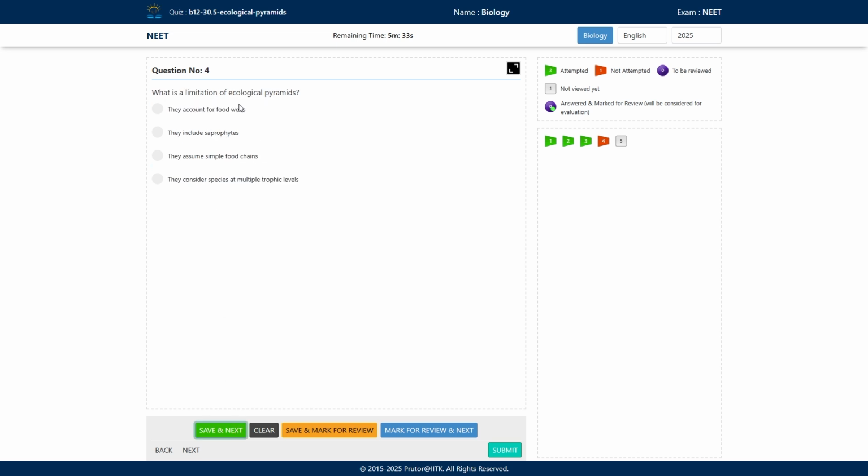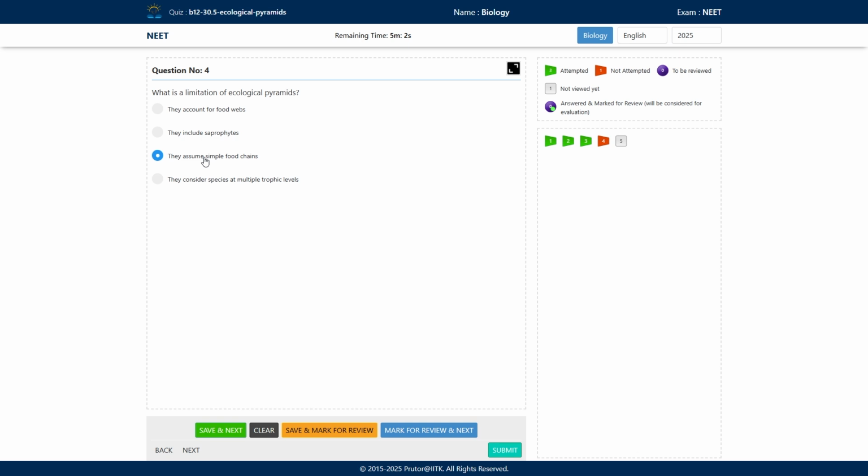Next one, what is the limitation of ecological pyramids? The options are, they account for food webs. Next is, they include saprophytes. Next one is, they assume simple food chain. And last one, they consider species at multiple trophic levels. What will be the correct answer? Here, option number C is the correct answer. They assume simple food chain.